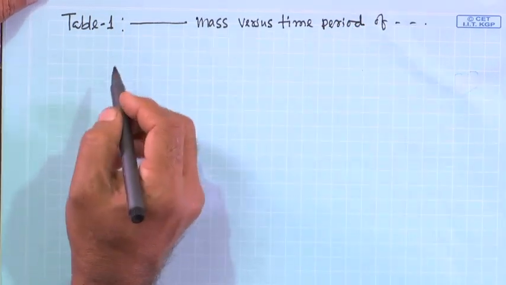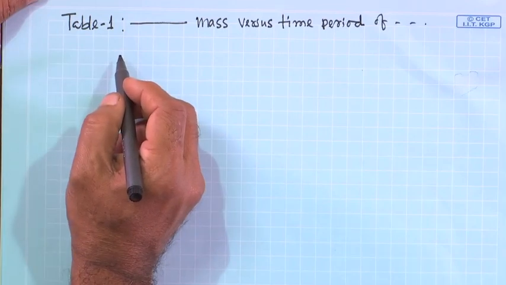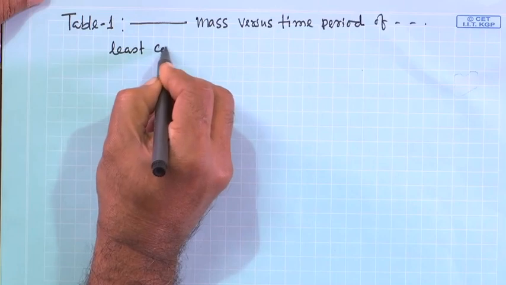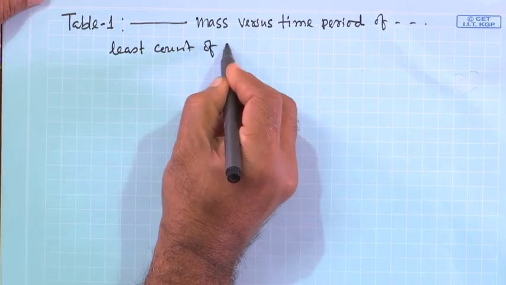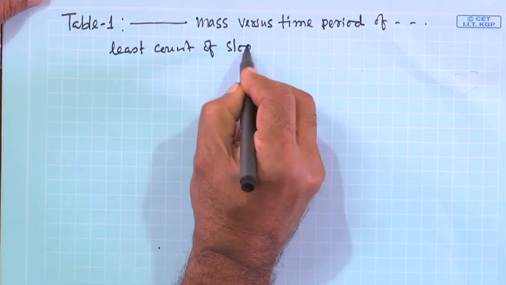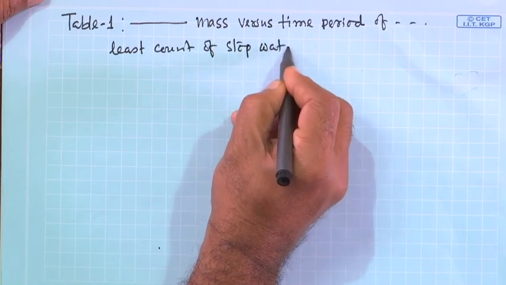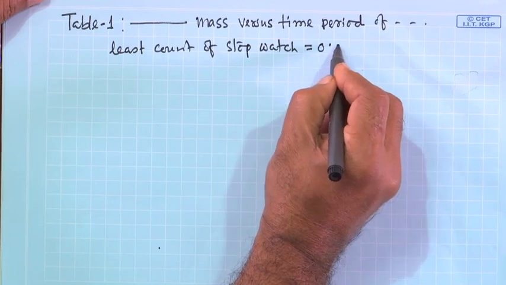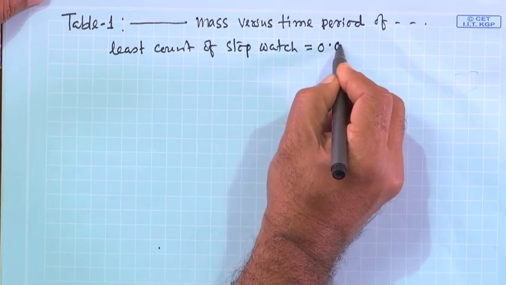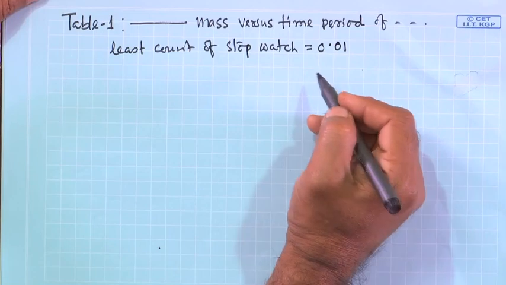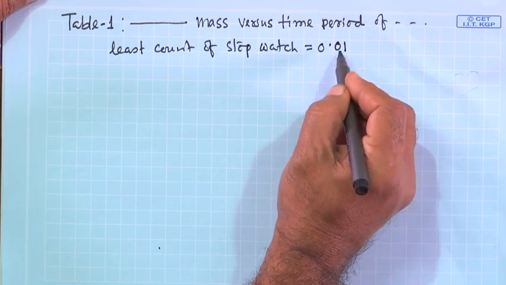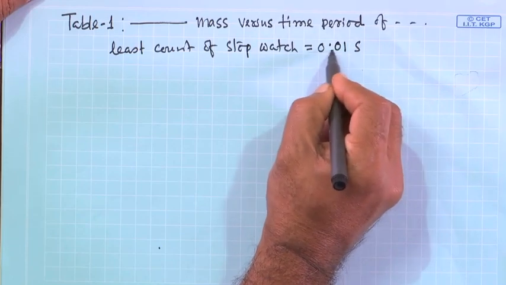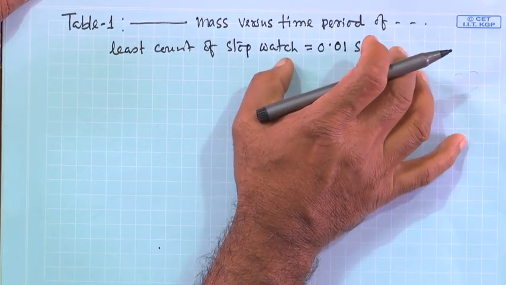So, immediately here you are using a clock, okay, a stopwatch. So, the least count of the stopwatch or clock, you have to note down. In our case in the laboratory you have seen this, that is basically in seconds, hundredth of a second. So, it is 0.01 second. That you have to note down, okay.